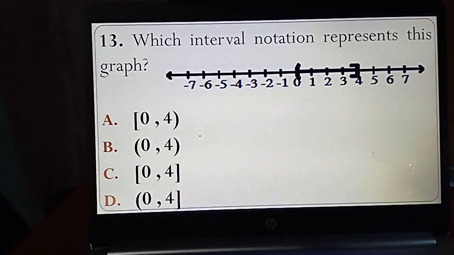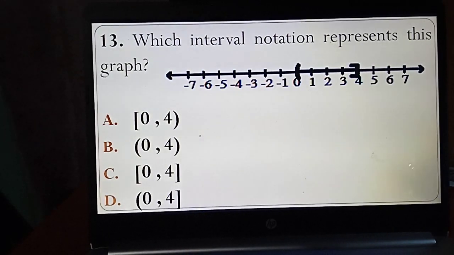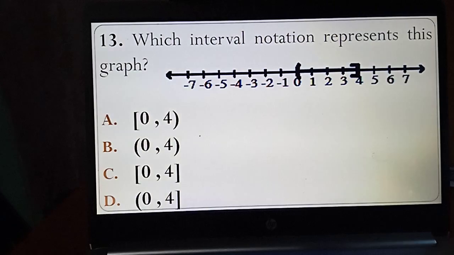For number 13, which interval notation represents this graph? So it's clear here that 0 is not included and 4 is included, or 0 is excluded and 4 is included. So 0 excluded, where is that? It's letter D, because in letter D, 0 is excluded and 4 is included. So that's correct for number 13.